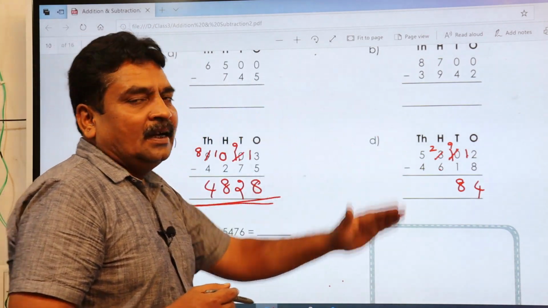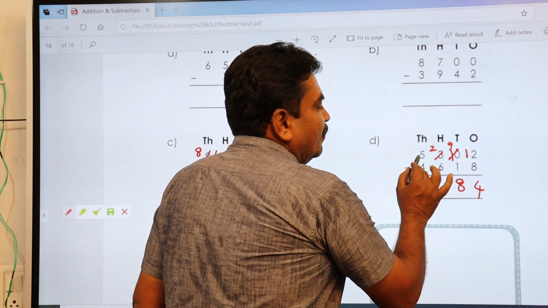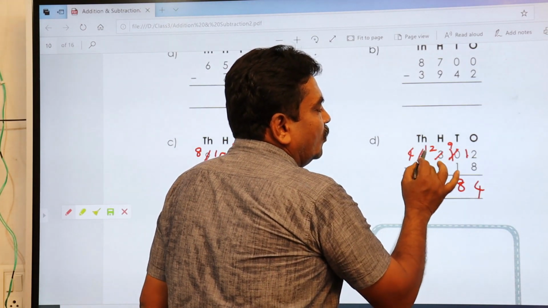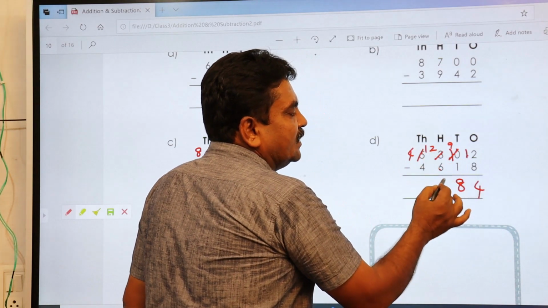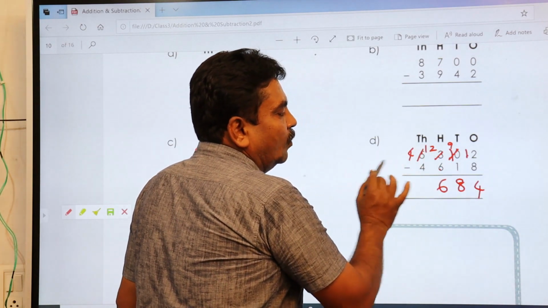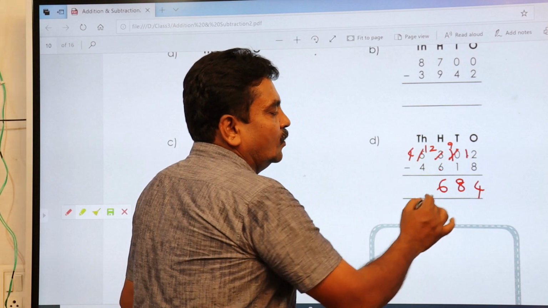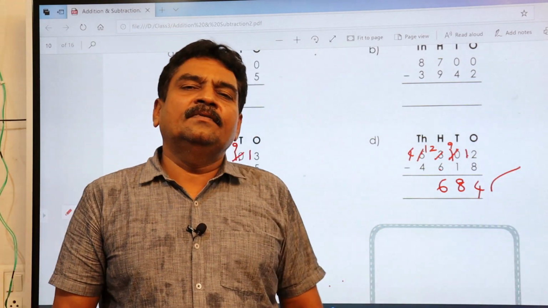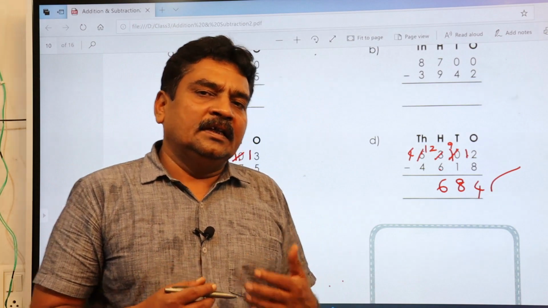You have to carry 1. So you take 1 from this 5. This 5 becomes 4 and you have taken 1 out. Then it becomes 12. 12 minus 6 is 6. Here you have 4. 4 minus 4 is 0. So the answer is 684. In this way you are going to do these problems.